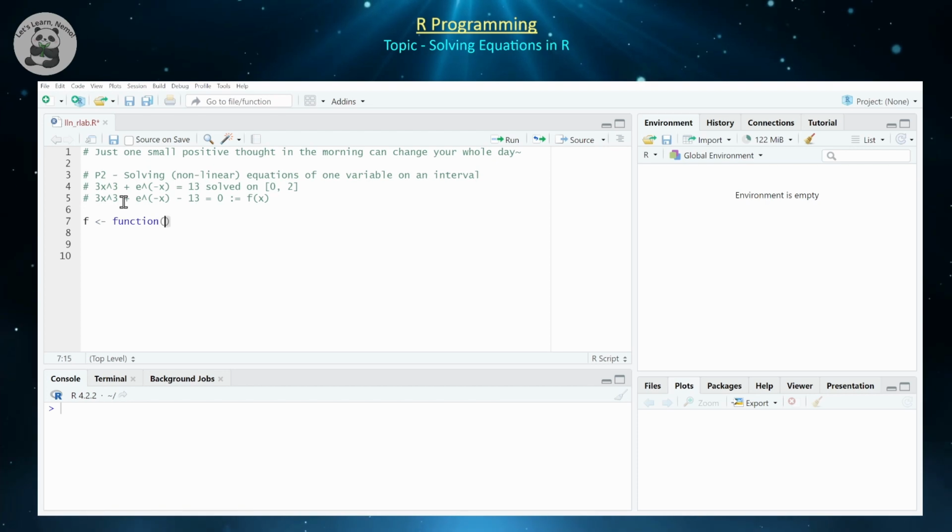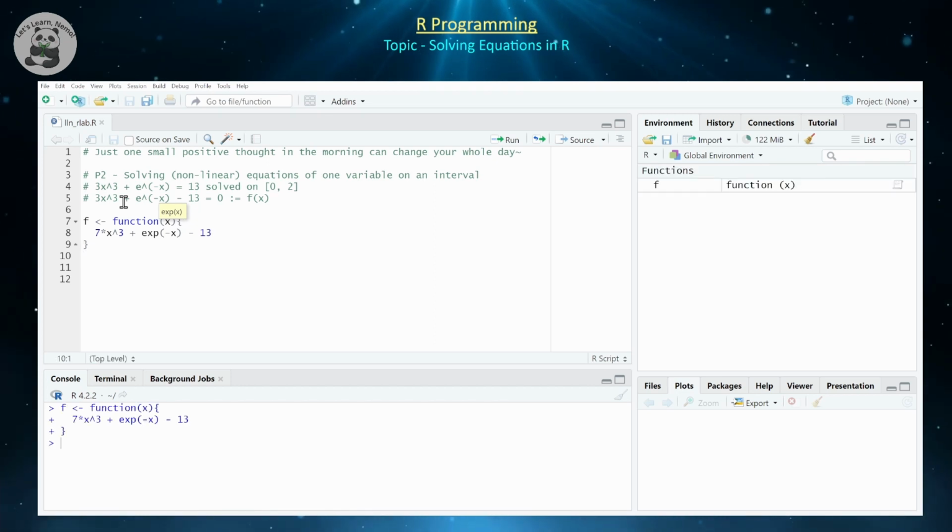So f is going to be a function of one variable x, open close brace there, and our function is going to be equal to 3 times x cubed plus, keep in mind there's no e to the power, e is a letter in the realm of R, so we can do exp of minus x, and then we have minus 13. So that is f of x. Let's just give that a run. So we have f defined over here. For example, if we do f of 2, that's what you will get if we plug 2 into that particular equation. That's pretty much how functions work.